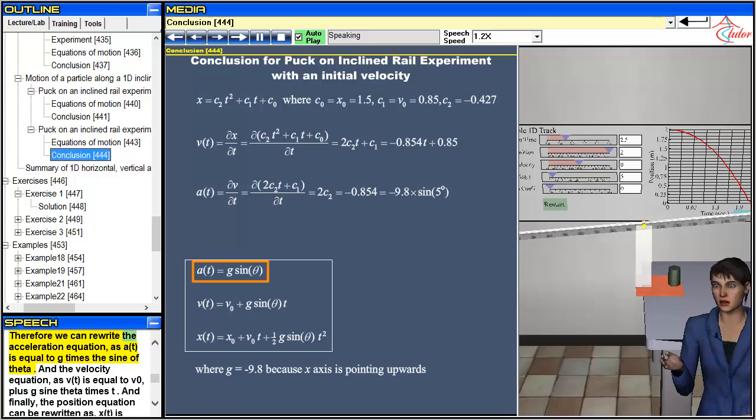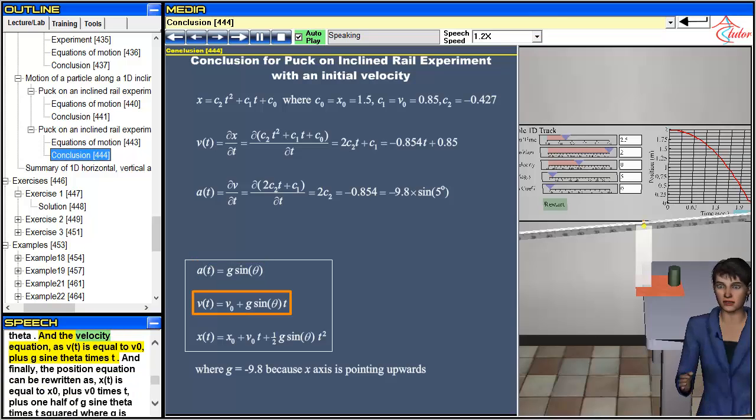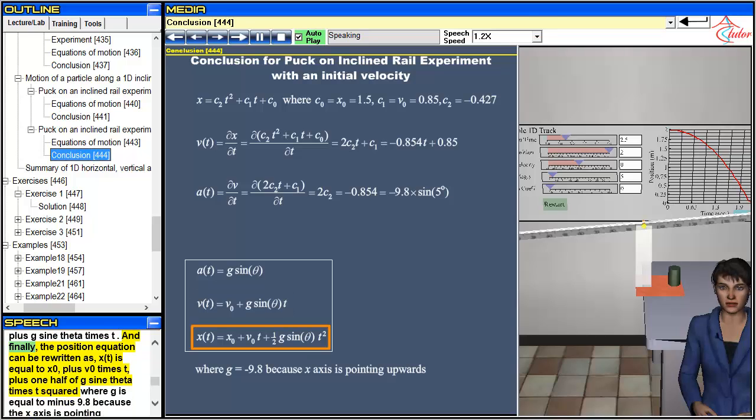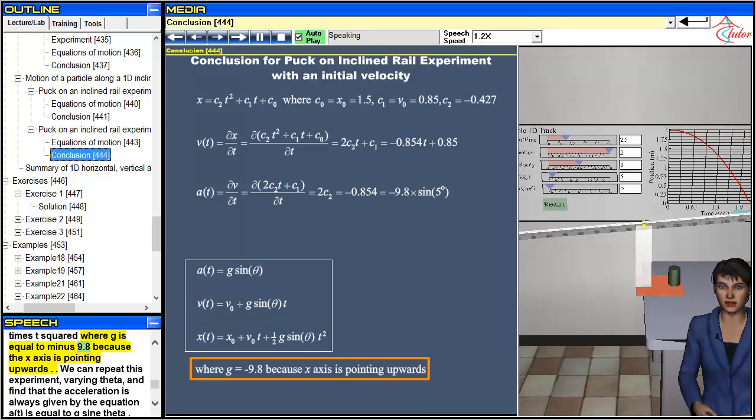Therefore we can rewrite the acceleration equation as a of t is equal to g times the sine of theta, and the velocity equation as v of t is equal to v0 plus g sine theta times t. And finally, the position equation can be rewritten as x of t is equal to x0 plus v0 times t plus 1/2 of g sine theta times t squared, where g is equal to minus 9.8 because the x-axis is pointing upwards.